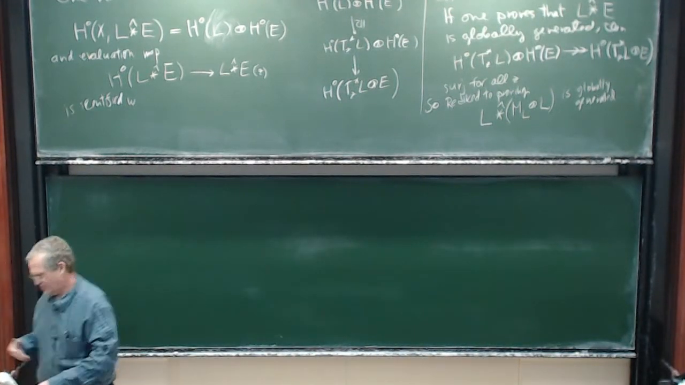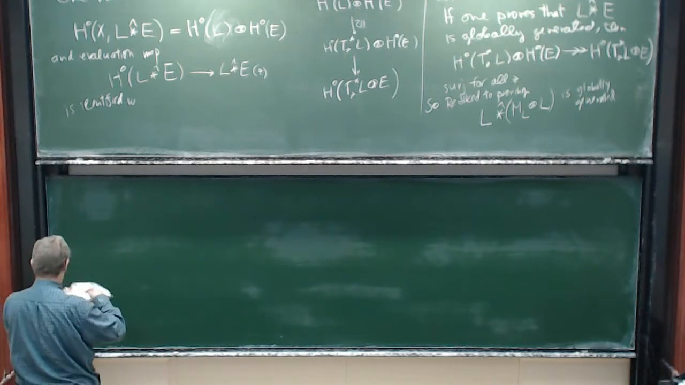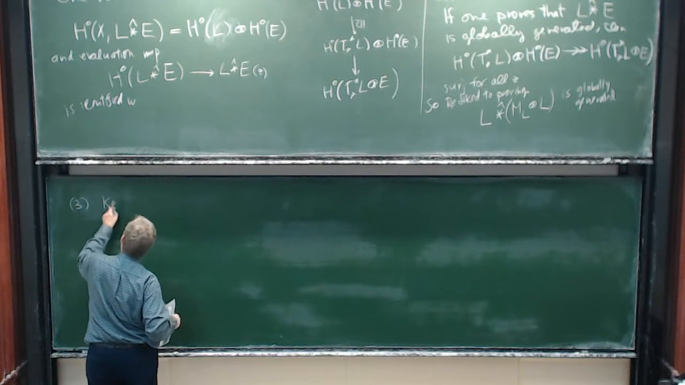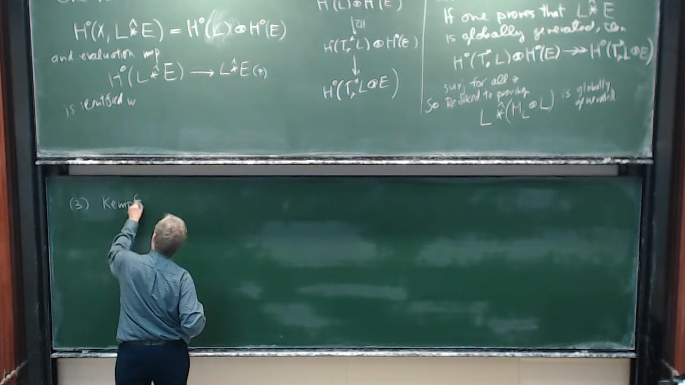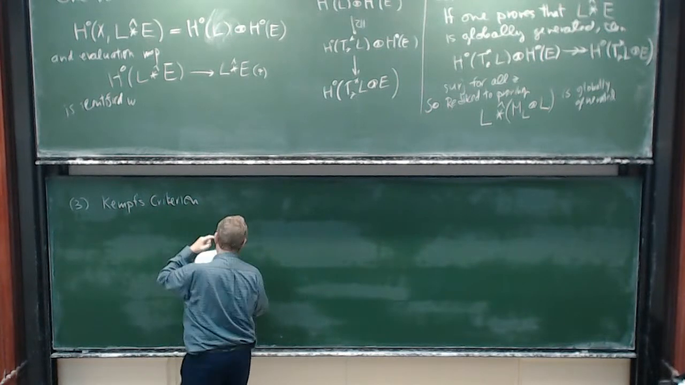Okay, so now, how do you show that this bundle is globally generated? There's a nice criterion of Kempf. So I guess this is step 3. So here's Kempf's criterion for when a vector bundle is globally generated.